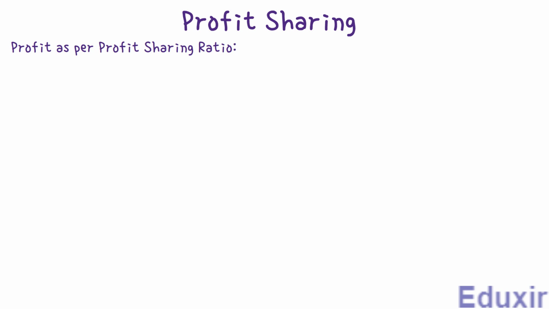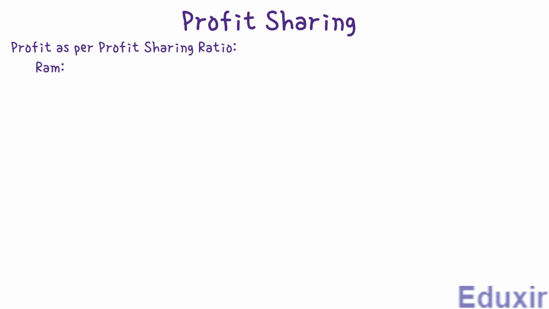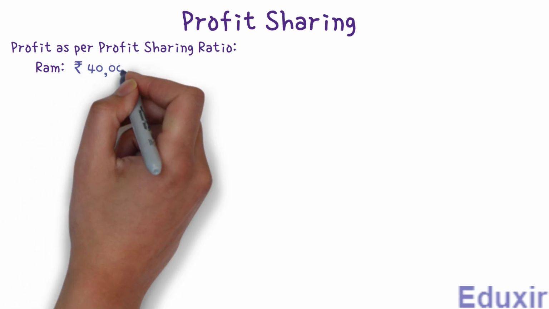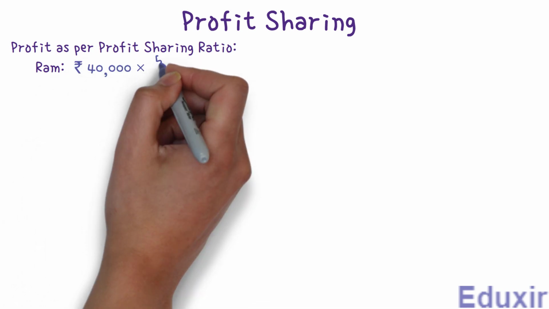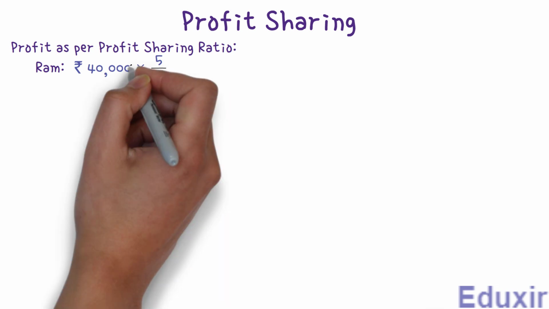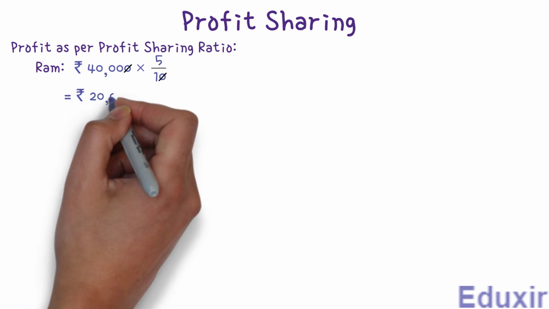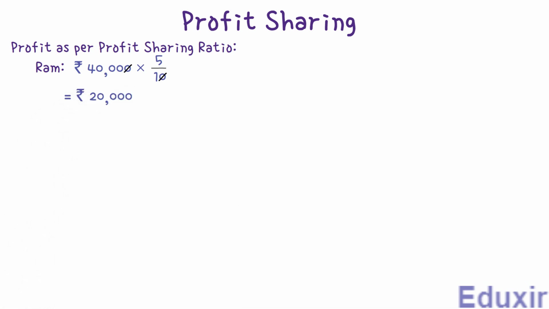Now, the profit share of the partner Ram is equal to the total net profit amount of 40,000 rupees multiplied with his profit sharing ratio 5/10. Let us cancel the 0 in 10 for 1 0 in 40,000 rupees. Now, if we multiply the remaining 4,000 rupees and 5, we get 20,000 rupees. This is the share of the profit for the partner Ram.